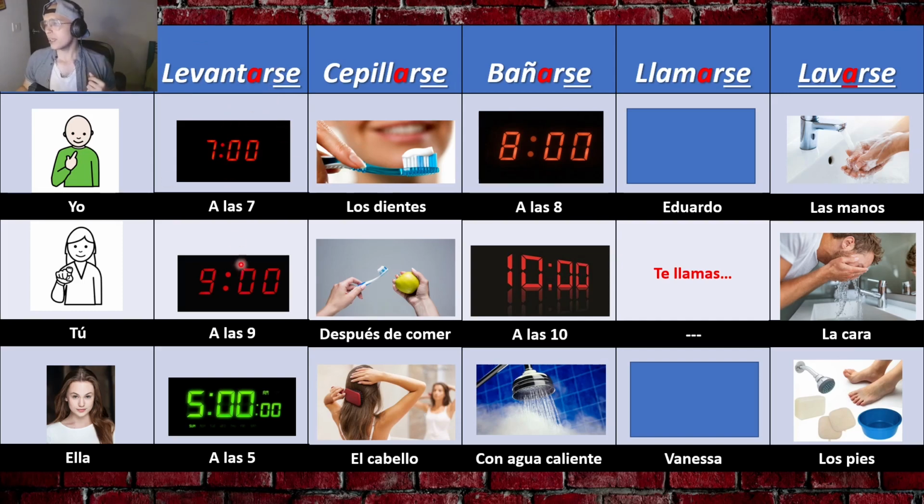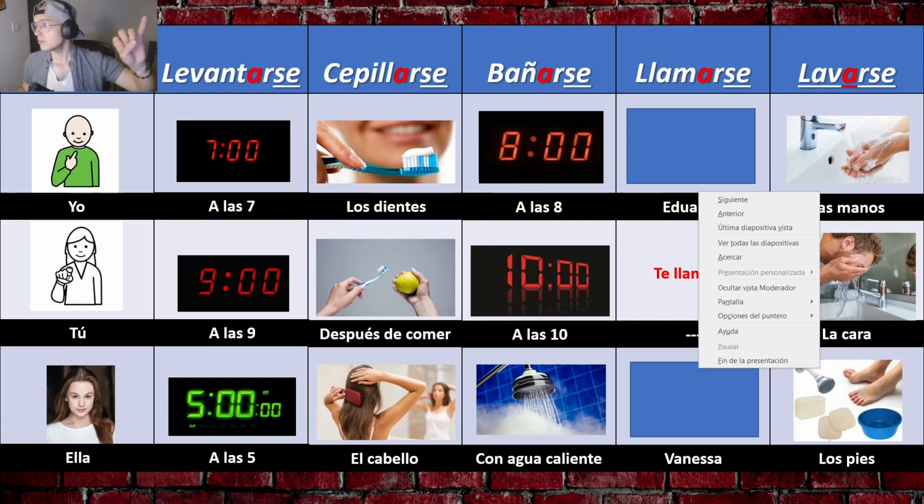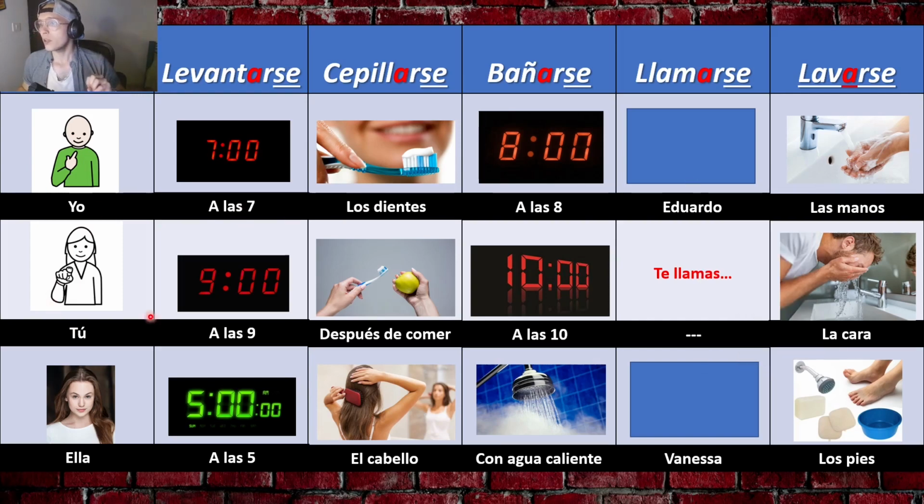Let's do one more and let's say, you don't wash your hands. So it's tú, lavarse, and las manos. Come on. And we say, tú no te lavas las manos. One more time. Tú no te lavas las manos. Okay, and there it is. Very easy to do, okay?